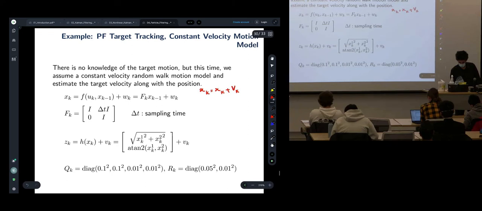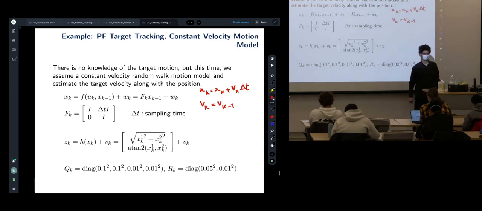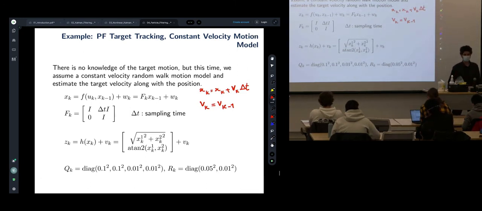V is the velocity times delta t, right? The constant velocity model says that your velocity over time, delta t, is constant. I see no surprise. That's good. That's the assumption. Previously, it was constant position assumption, right?